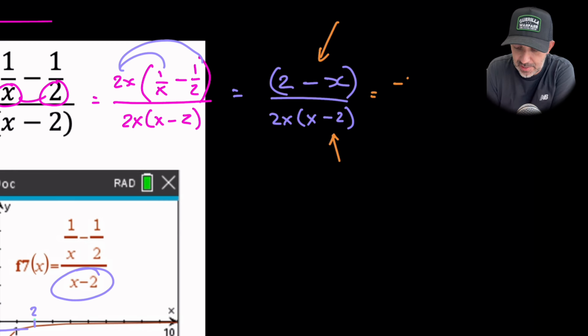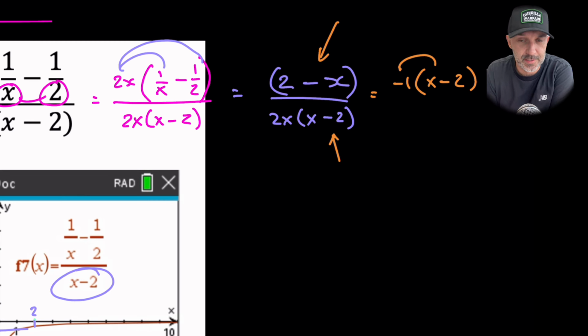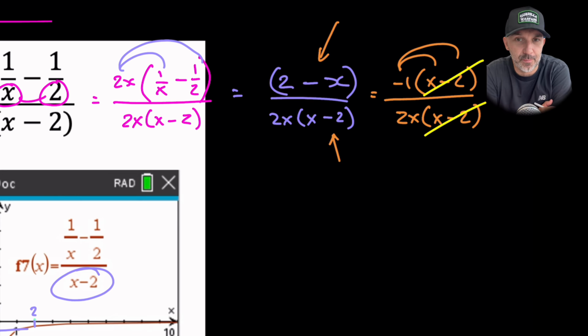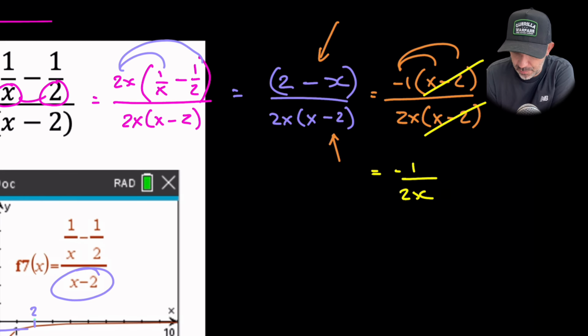What I can do is I can just take out a factor of -1 on the numerator. When I do that, I will get x minus 2. Okay, if you times back in, you'll get minus x, and then plus 2, which is exactly what I started with. But now, what's good about that is I can now cancel with the parentheses on the denominator. So it's a very quick technique, leaving me with minus 1 over 2x.